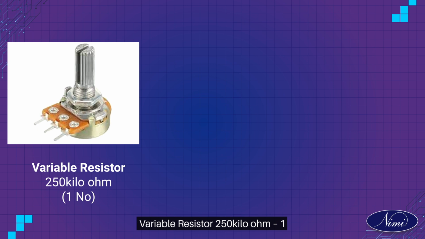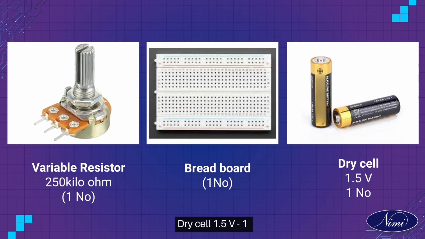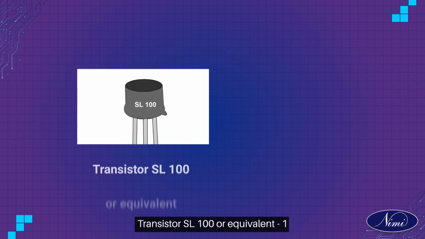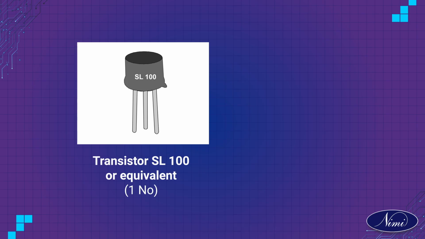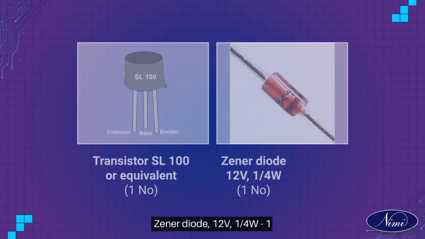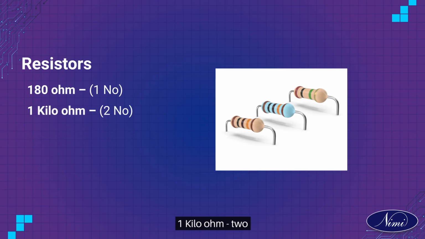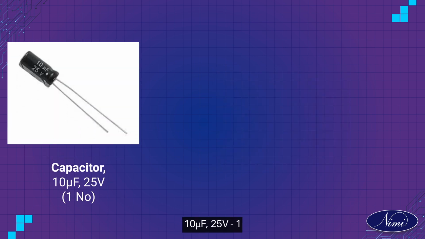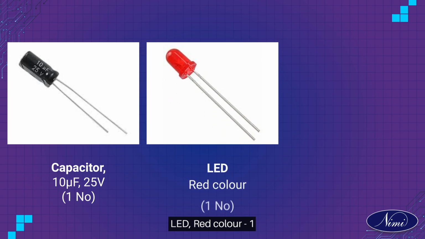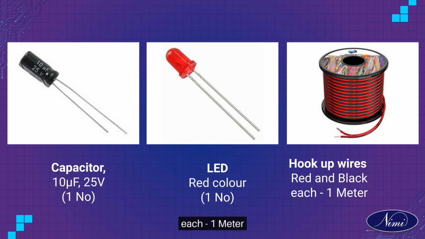Variable resistor 250 kilo ohms. Breadboard, 1. Dry cell 1.5 volts, 1. Transistor SL100 or equivalent, 1. Zener diode 12 volts 1/4 watt, 1. Resistors 180 ohms, 1; 1 kilo ohm, 2; 220 ohm, 1; 330 ohm, 1. Capacitor 10 microfarad 25 volt. LED red color, 1. Hookup wires red and black, each 1 meter.